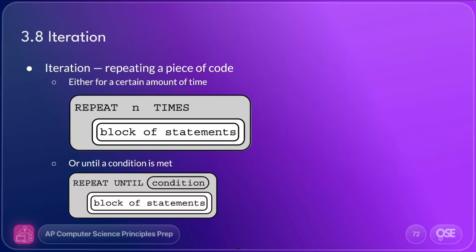Next are iterations. Remember, iterations are when you repeat a piece of code. And they can either run for a certain amount of times, where they'll specify repeat 10 times, or until a condition is met. For example, repeat until age equals 20, and then you increment the age over here.